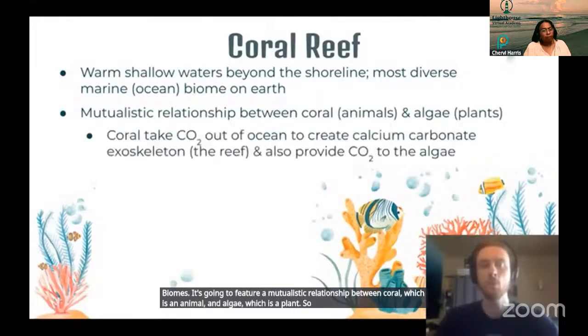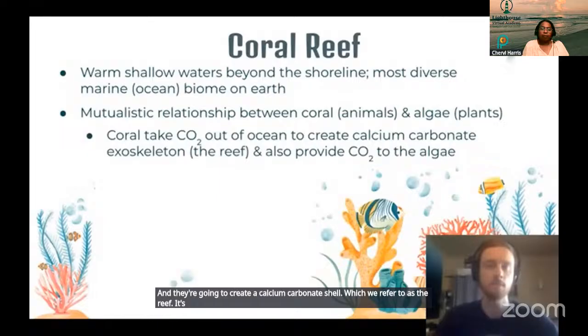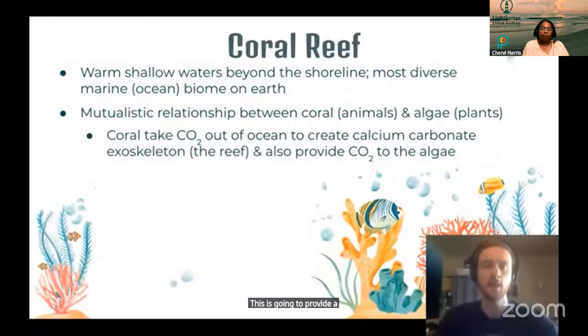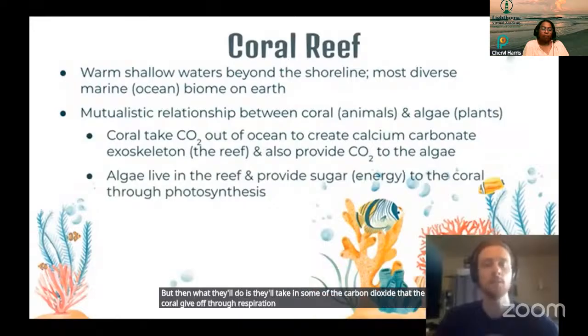So coral take in carbon dioxide out of the ocean, and they're going to create a calcium carbonate shell, which we refer to as the reef. It's their exoskeleton. This is going to provide a home to the algae. So the algae will actually live in the coral reef, but then what they'll do is they'll take in some of the carbon dioxide that the coral give off through respiration, and they'll use it for photosynthesis to make sugars. These sugars then fuel the coral and provide them with an energy source.